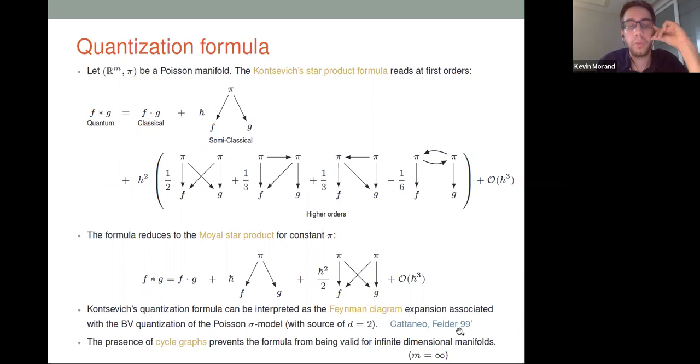Okay, the final remark about this formula is the fact that it features some so-called cycle graphs. So a cycle is a directed path which starts at a vertex and ends back at the same vertex. And the presence of such cycle graphs, in fact, prevents the formula from being valid for infinite dimensional manifolds. So such graphs will bring some traces of infinite dimensional matrices, which will be ill-defined when M is infinite dimensional. So it's only valid for finite dimensional manifolds.